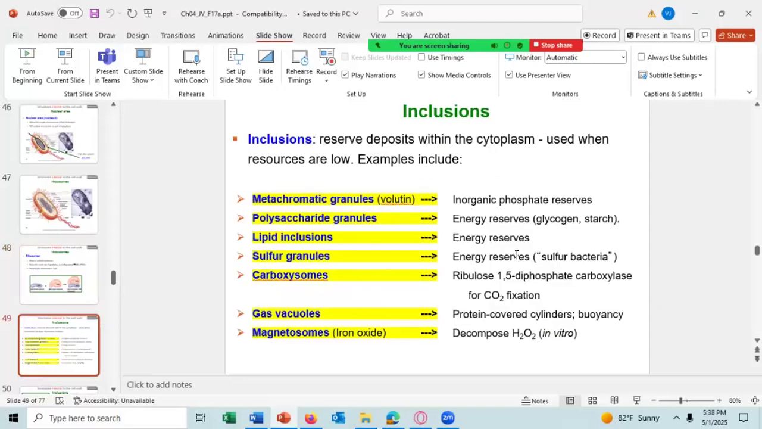All right, I mentioned that inclusions are just reserve deposits within the cytoplasm. So much material has been accumulated by the cell that the reserve deposit actually precipitates out of the cytoplasm, meaning precipitates out of solution, coming out of the cytoplasm, forming the inclusion. The inclusions can be used by the cell when resources are low. There are different inclusions. You don't need to know the names. All you need to know is there are different types of inclusions.